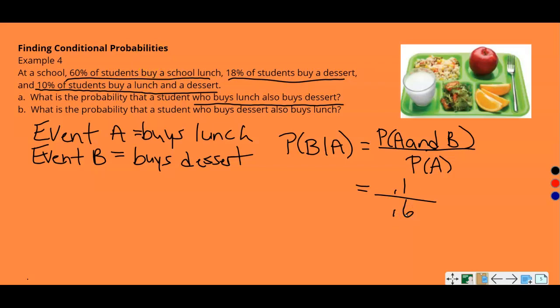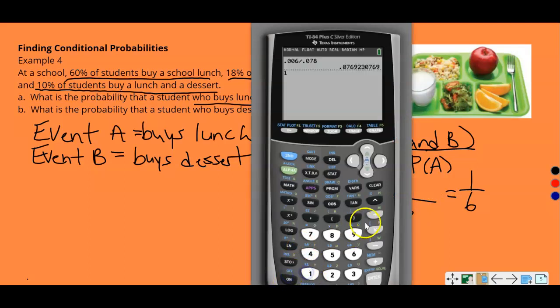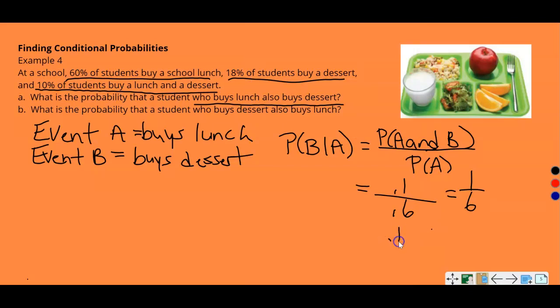Now we usually don't look at fractions and decimals together. So if we move both of these over one place, that's equivalent to 1/6. Let's see what that is if we type this in. 1 divided by 6 is 0.16666, so that's going to be about 0.167, or about 16.7%.